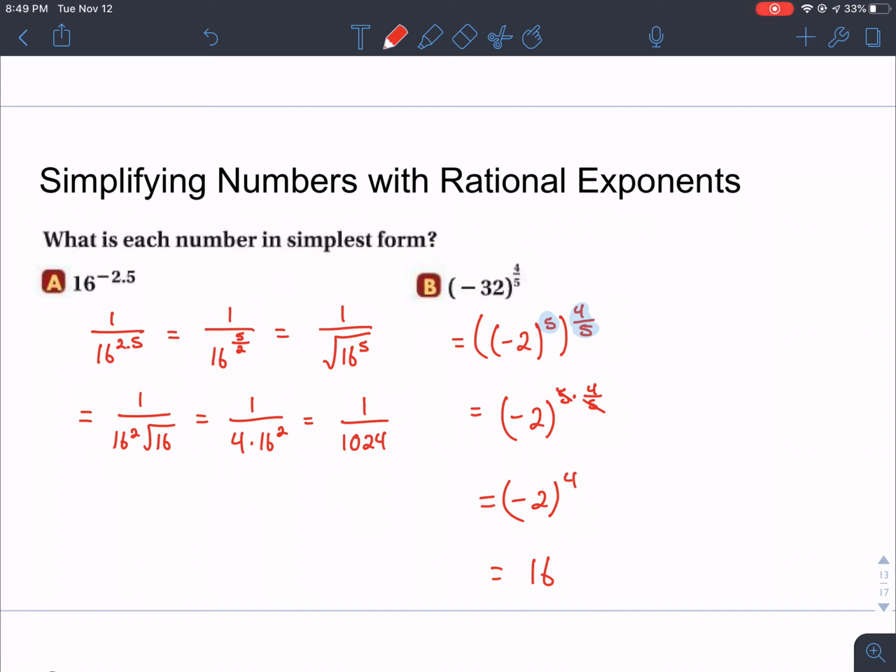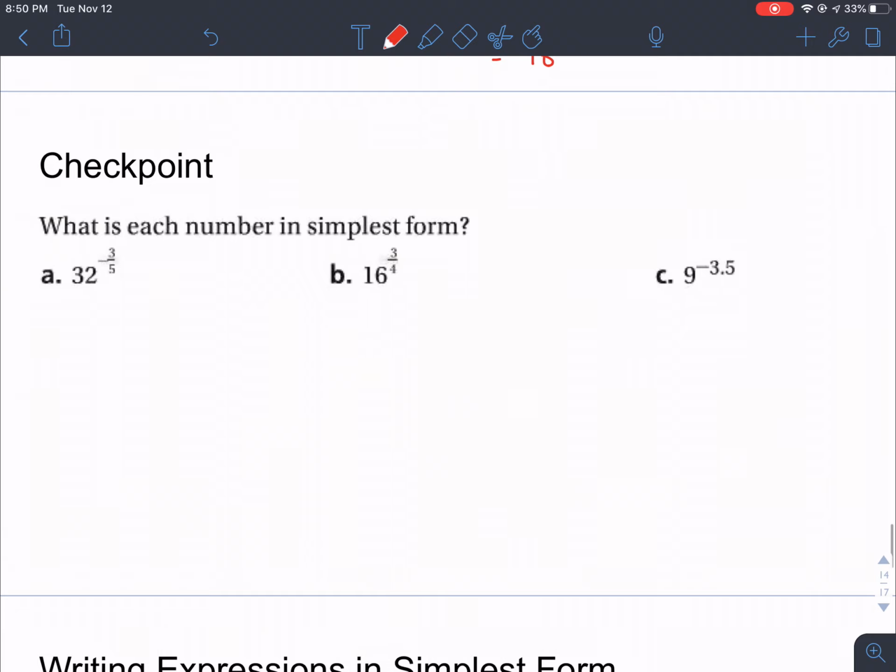It's maybe not as user-friendly because you have to actually know things like what is 32 in terms of 2, right? It's 2 to the 5th. So if that's not the way you want to go about it, you can easily just do your math this way. All right. So here's your checkpoint.